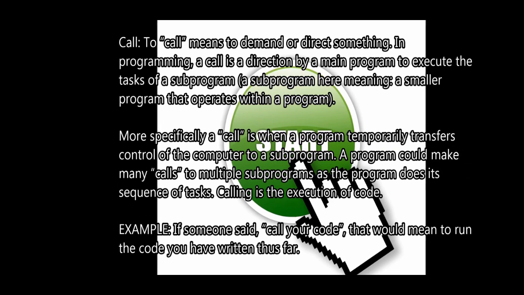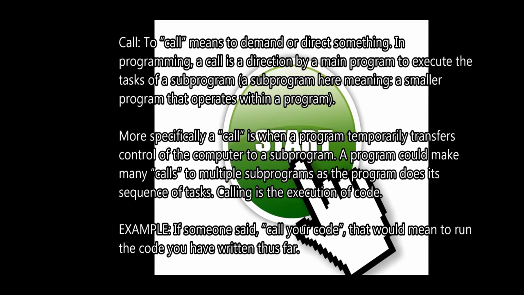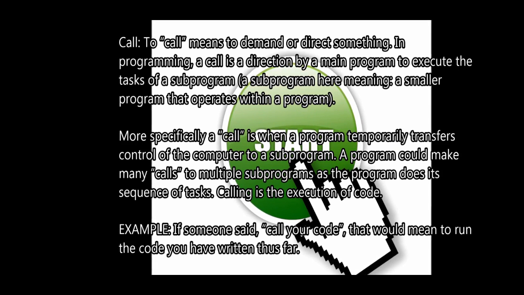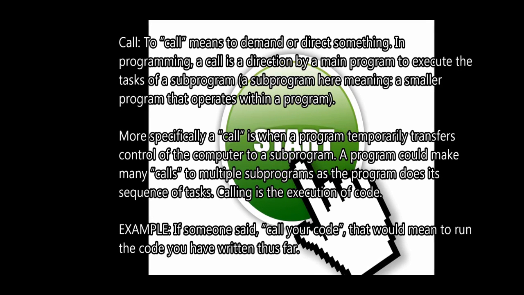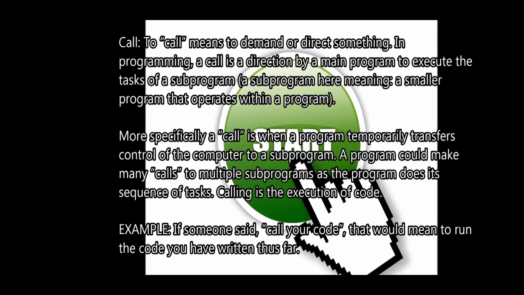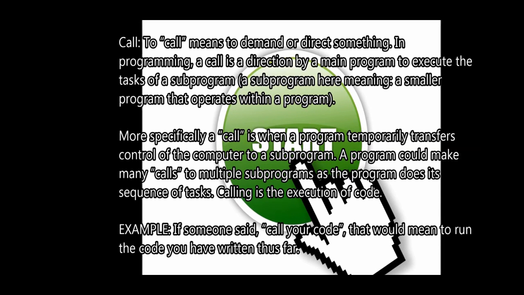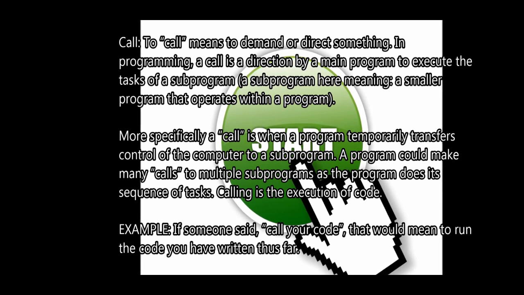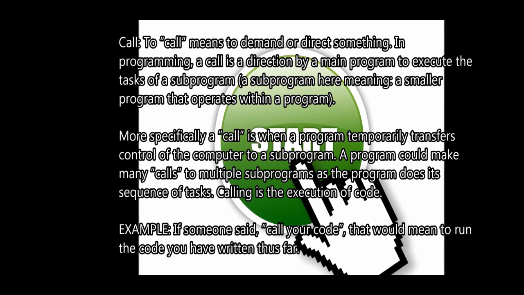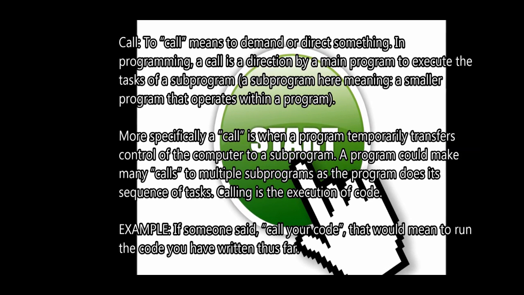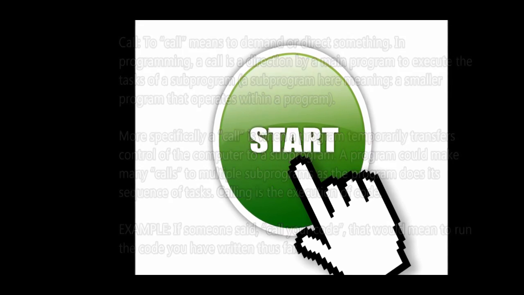Call. To call means to demand or direct something. In programming, a call is a direction by a main program to execute the tasks of a subprogram. A subprogram here meaning a smaller program that operates within a program. More specifically, a call is when a program temporarily transfers control of the computer to a subprogram. A program could make many calls to multiple subprograms as the program does its sequence of tasks. Calling is the execution of code. Example, if someone said, call your code, that would mean to run the code you have written thus far.